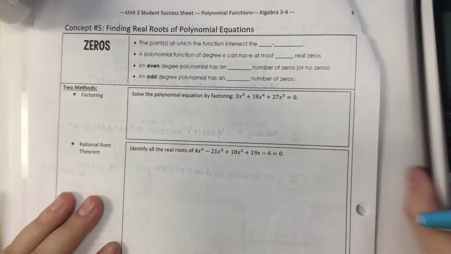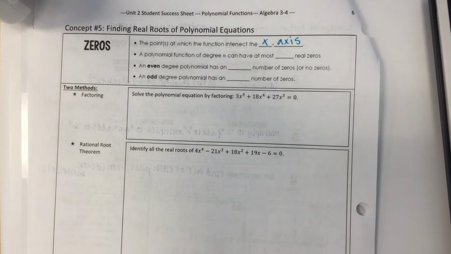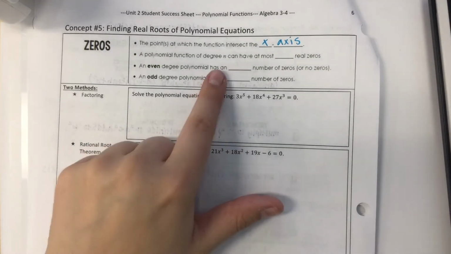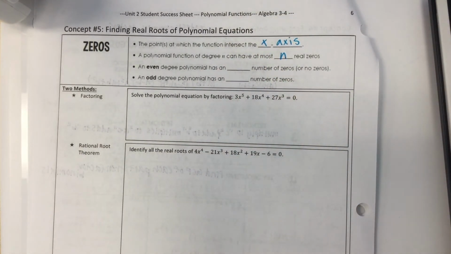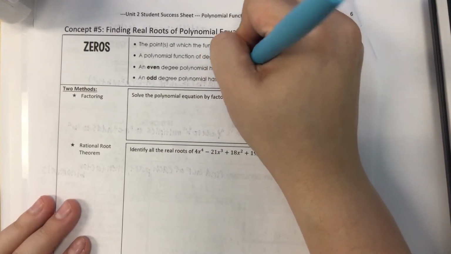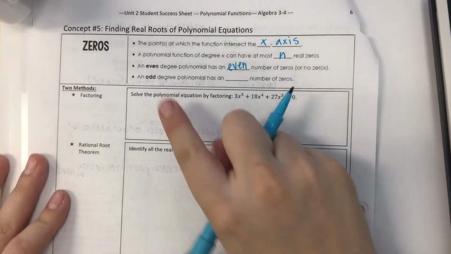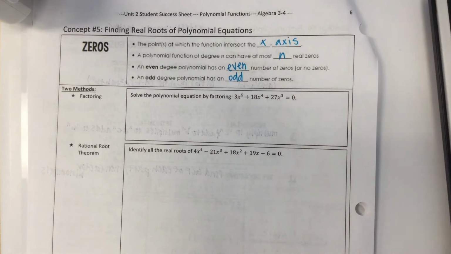So zeros are the points at which the functions intersect the x-axis. A polynomial function of degree n can have at most n real zeros. It can have up to the degree of that many zeros. It can hit the x-axis up to that many times. It doesn't have to hit it that many times, but it can hit it up to that many. An even degree polynomial has an even number of zeros, or no zeros at all, and an odd degree polynomial has an odd number of zeros. Okay? All right, so let's do an example.